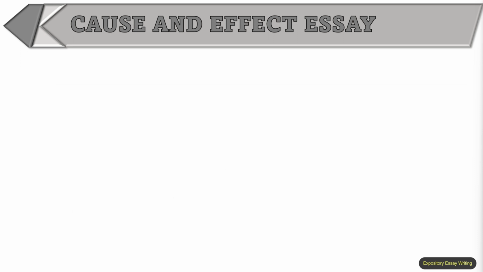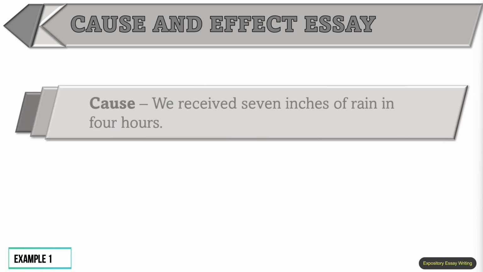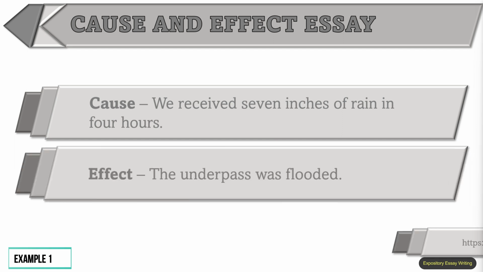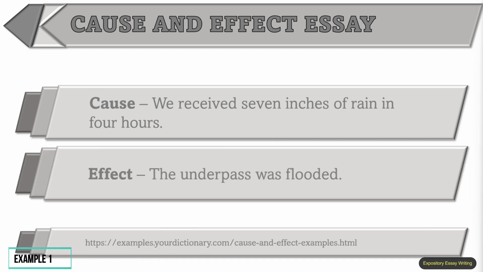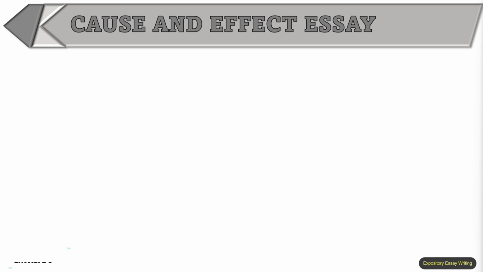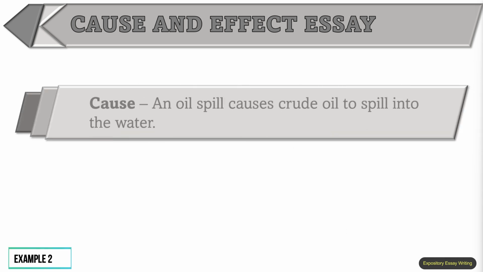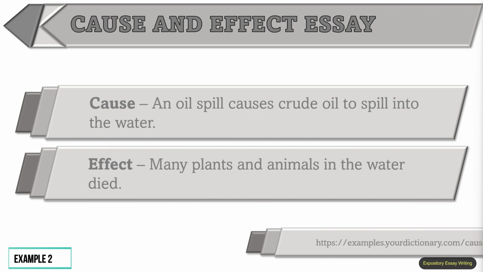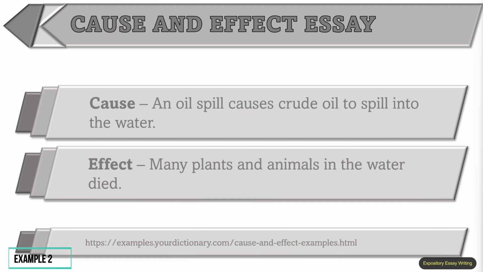Here's an example of what could be a cause and effect essay. Cause: we received 7 inches of rain in 4 hours. Effect: the underpass was flooded. Example number 2. Cause: an oil spill causes crude oil to spill into the water. Effect: many plants and animals in the water died.